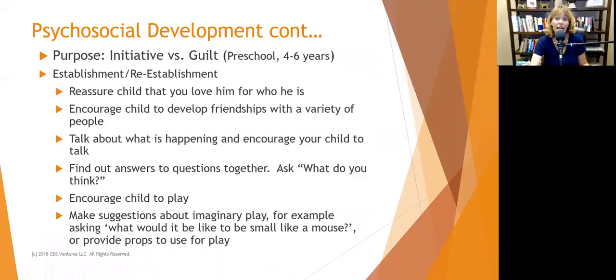Encourage them to play. Children learn through play. And even make suggestions about imaginary play. For example, what would it be like if you were a small mouse? Let's get down on the floor and pretend like we're a small mouse. Or you can provide props to use for play, like dressing up and pretending you're a chef or a firefighter or something.